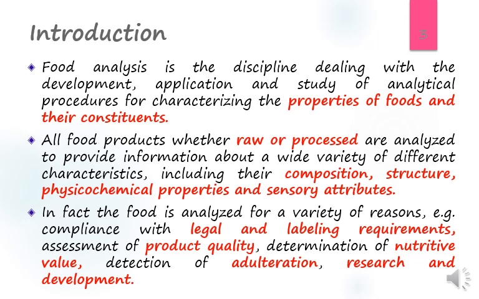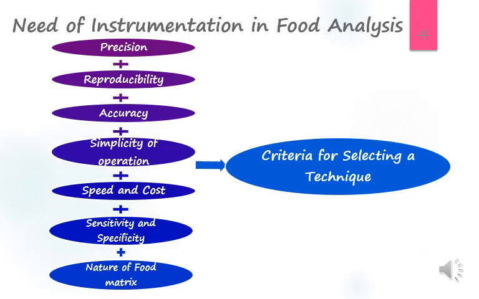Which products can be analyzed? All the food products, including raw, processed, semi-processed and so on. By doing so, we can get to know their composition, structure, physicochemical properties and also sensory attributes. It is helpful for labeling requirements, to find the product quality and nutritive value, and whether the product is adulterated or not, and finally it is helpful in research and development.